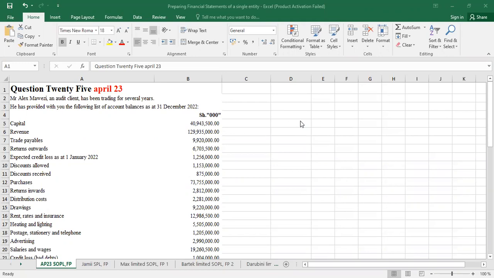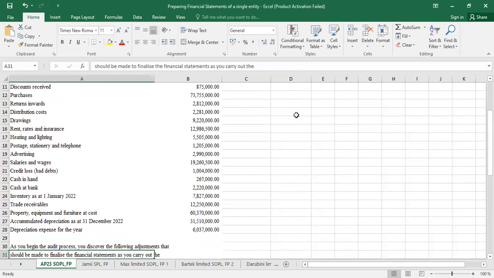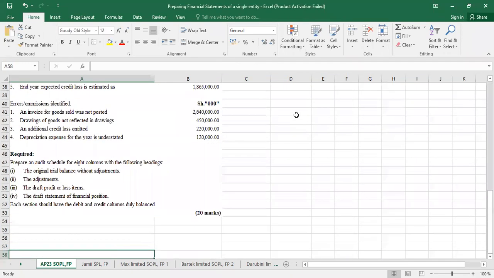The question was set in an audit nature, but let me just go to the required. The required of the question was to prepare an audit schedule of 8 columns with the following headings. The first one is the original trial balance without adjustment, and the second column is the adjustment column. Then you prepare a draft profit and loss statement and the draft statement of financial position. So we'll start.